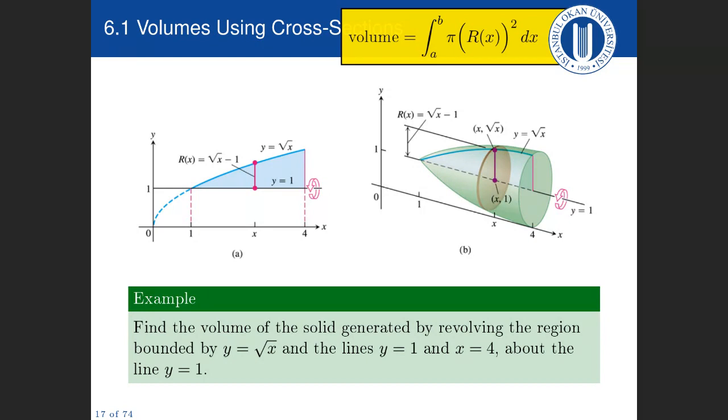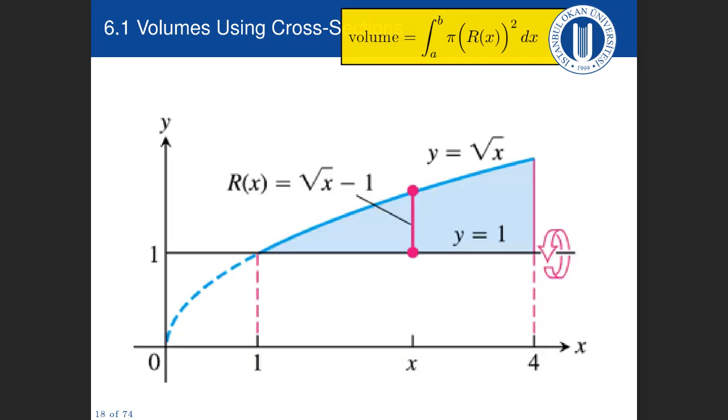But still, the idea is the same. We have our formula in the yellow box at the top. We need to know two things. We need to know the limits of integration, and we need to know the radius of our cross-sectional area. So we look at the picture. What is the smallest value of x? What is the biggest value of x? You zoom in. The smallest value of x here is 1. The biggest value of x in our region is 4. So we're going to be integrating between 1 and 4.